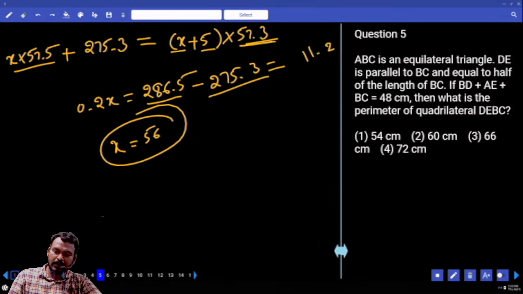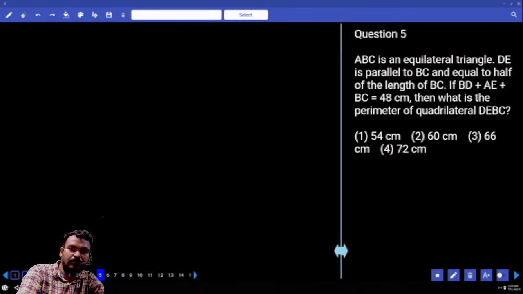ABC is an equilateral triangle. DE is parallel to which one? BC. And DE is equal to half of the length of which one? BC. And BD plus AE plus BC is equal to how much? 48 centimeters. Then what is the perimeter of quadrilateral DEBC?